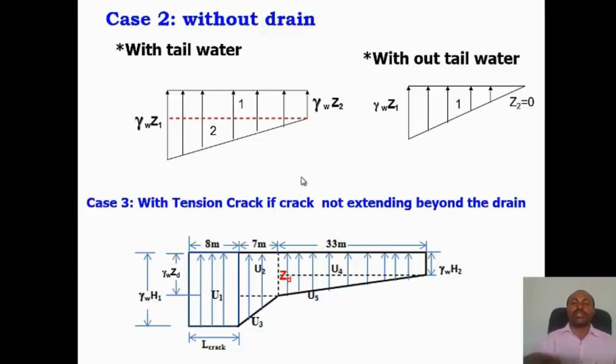But sometimes you may have a tension crack. So if you have a tension crack, and the crack does not extend beyond the drain, you will have this uplift pressure distribution diagram. So you will have 5 areas. The crack length, this one, is not extending to the drainage gallery, which is this one, 8 plus 7 meter, which is 15. So sometimes you may provide this.